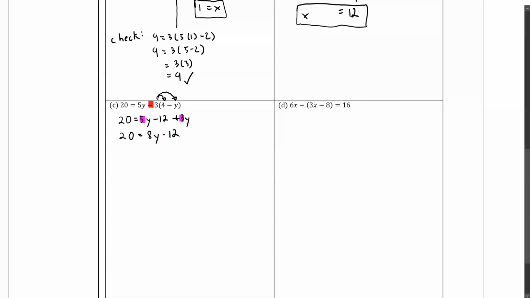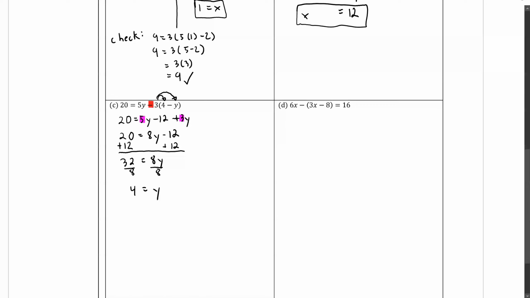And now that we have a single y term, we can get the y by itself. So first, we'll undo the subtraction of 12 by adding 12 to both sides, giving us 32 equals 8y. And then dividing both sides by 8 gives us 4 is equal to y.